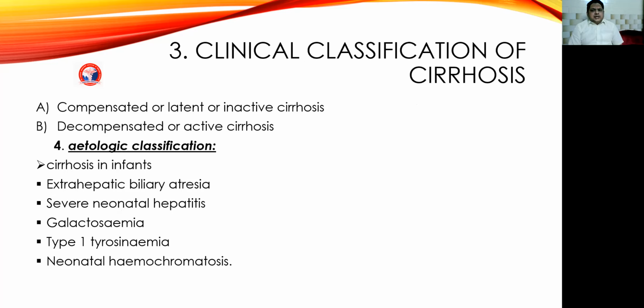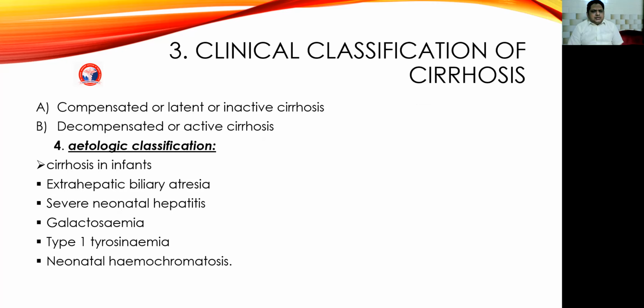Next one is clinical classification of cirrhosis. Based on clinical presentation, cirrhosis can be classified into two types, that is compensated, or latent, or inactive cirrhosis. Second type is decompensated or active cirrhosis. So what is compensated and what is decompensated?